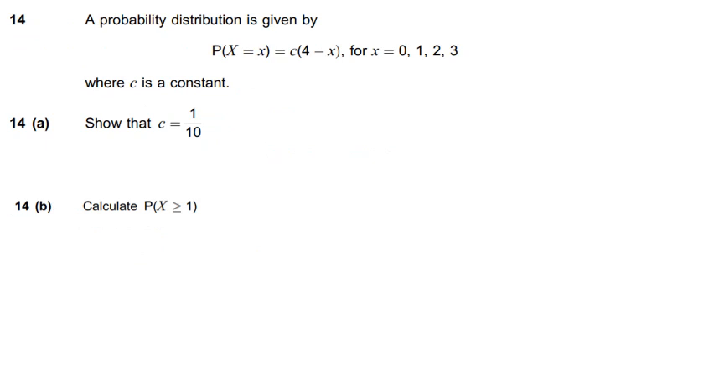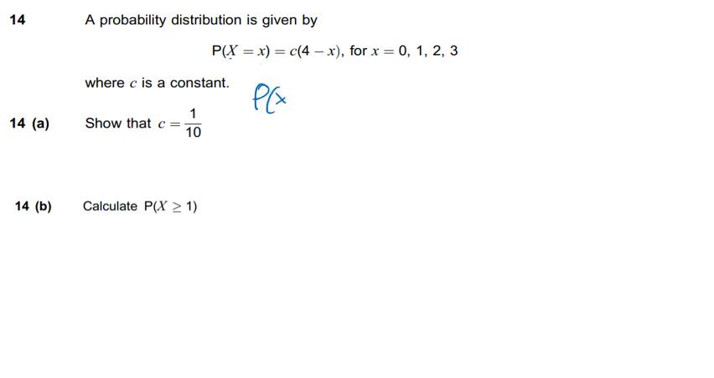Question 14. A probability distribution is given by this. So what this means is that the probability that a value is equal to x is given by this function when x is 0, 1, 2, or 3. So you're asked to show that c is 1/10. So what can you do here? Well, let's just work it out for each value.